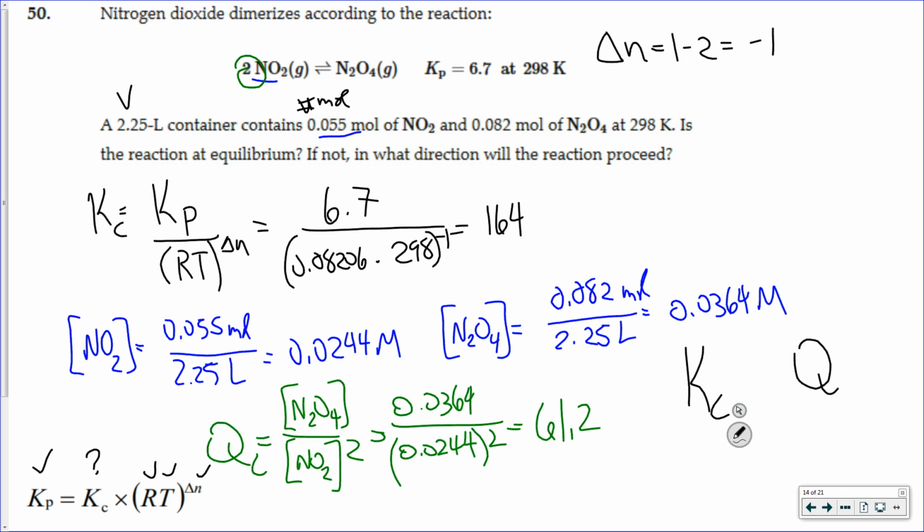So Q is 61.2. We found that K was 164. What we see is that K is the larger term. So if K is larger than Q, the reaction has to go in the forward direction. It's going to make more of the product. So this value is going to increase, and this one's going to go down. That's going to increase the value of Q until Q is equal to K.